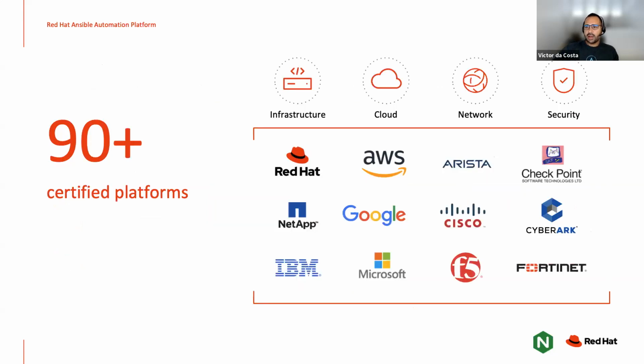It's also important to highlight that we have more than 90 certified platforms, and this applies to all the domains. Here we do not have the entire list, but we can highlight the main ones that we often see in the field when it comes to automation of infrastructure, cloud, network, and security. And today we'll do a deeper dive into the automation with NGINX in the context of application delivery in a hybrid cloud. We move on, Mark.